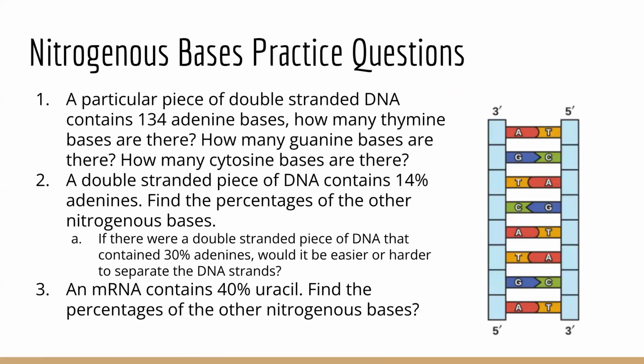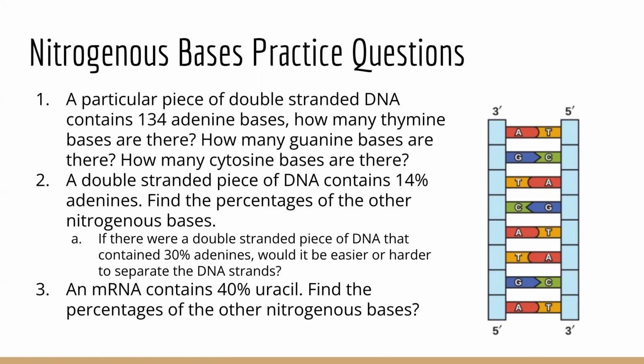All right, so this is just some math. I'll quickly go through it. A particular piece of double-stranded DNA contains 134 adenine bases. How many thymine bases are there? How many guanine bases? And how many cytosine bases? Let me walk through this question. What does adenine pair with? Exactly, adenine pairs with thymine. So if there are 134 adenine bases, how many thymine are there? 134, yes.